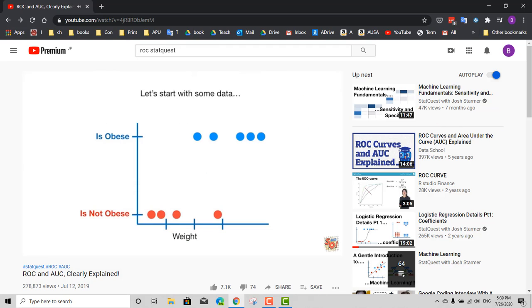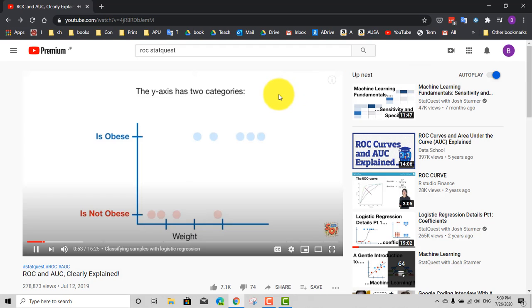Let's start with some data. The y-axis has two categories. Okay, now I like to complain about this graph. First of all, we have not obese and obese, and it seems trivial, but it just seems natural to put this as red and this as blue, but he chose the opposite, right? So I would have put red up here.